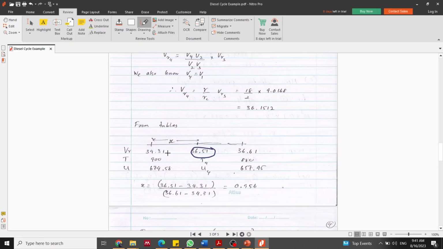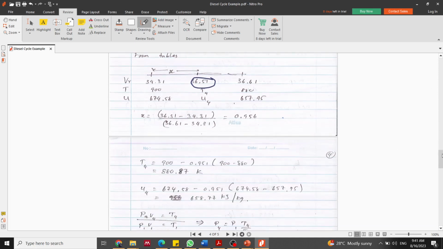Therefore you can formulate this equation and find out the fraction, right? Please correct this one when you are doing calculation. It's not 36.51, it should be 36.15. And then you can figure out what is the fraction here. So with that you can calculate the T4 as well as the U4.